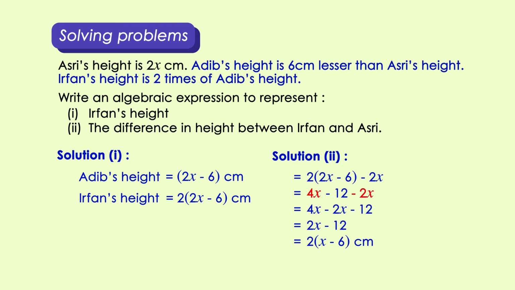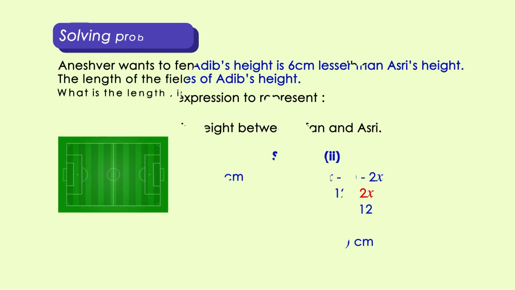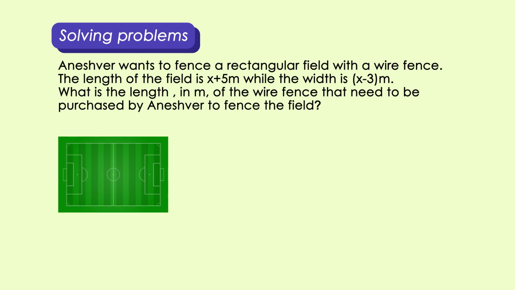Boys and girls, let us apply our knowledge and do another problem solving question. Anishwar wants to fence a rectangular field with a wire fence. The length of the field is x plus 5 meter, while the width is x minus 3 meter. What is the length in meter of the wire fence that needs to be purchased by Anishwar to fence the field?